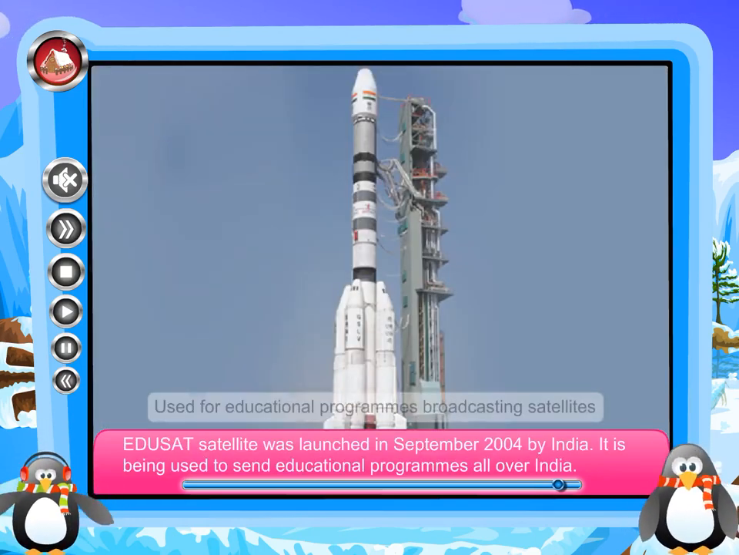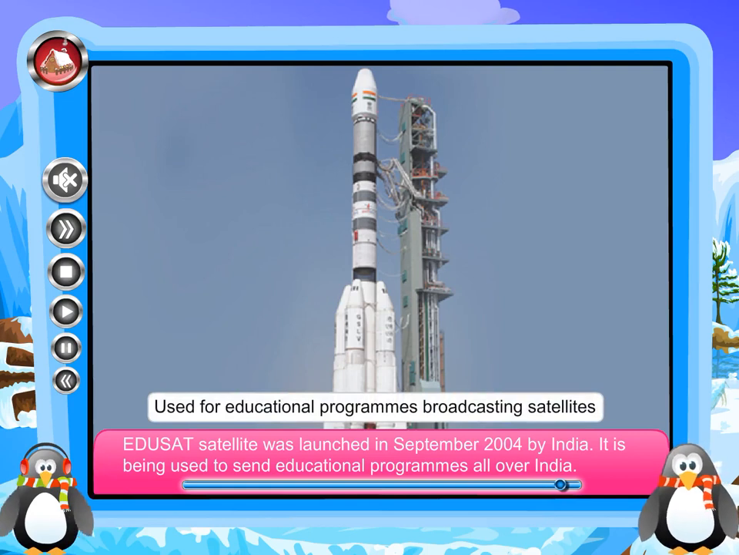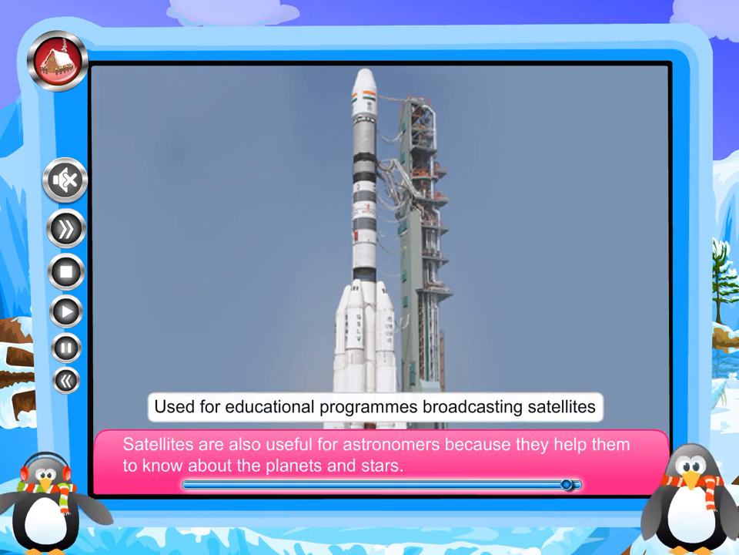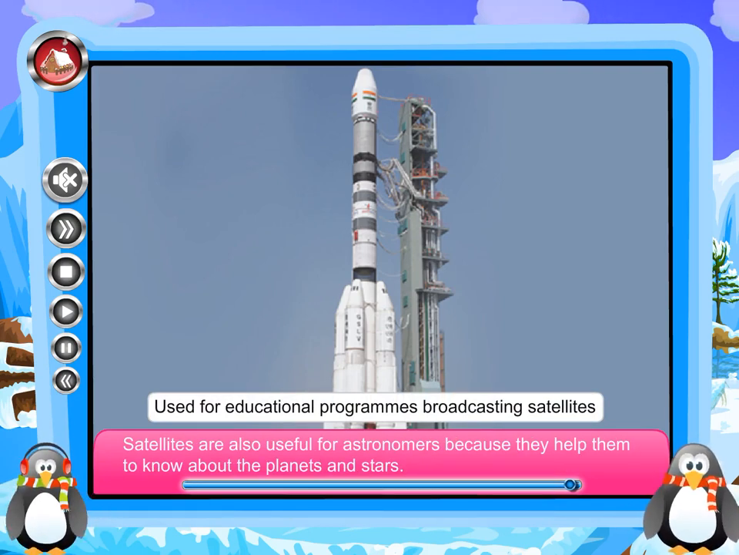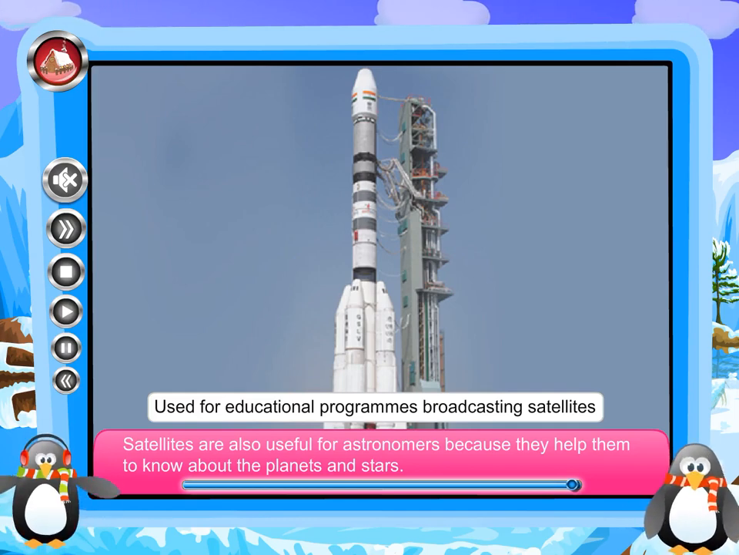The EduSat satellite was launched in September 2004 by India. It is being used to send educational programs all over India. Satellites are also useful for astronomers because they help them to know about the planets and stars.